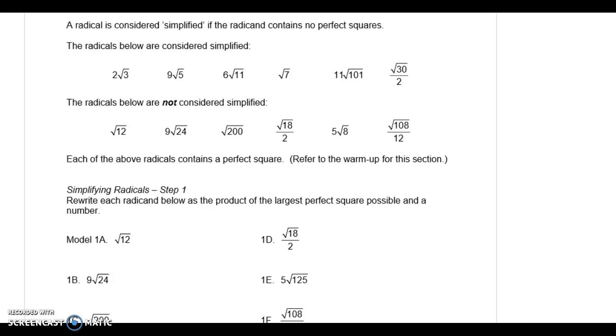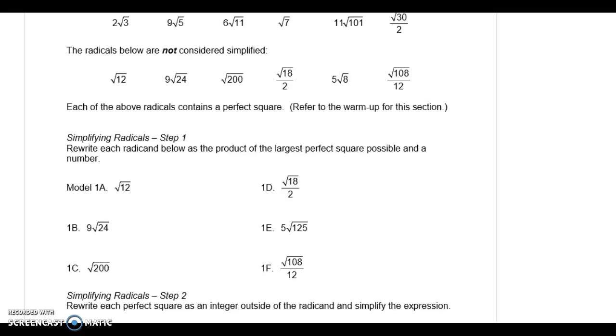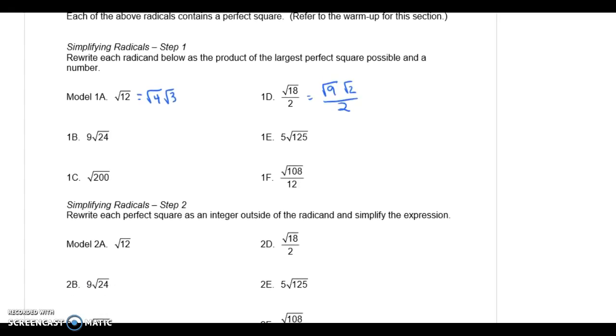So in step 1 of this, we're going to rewrite each radicand below as the product of the largest perfect square possible and a number. So we had 12 in the warm-up, and we had written that as 4 and 3. We're going to write those as radicands, though. The square root of 4 times the square root of 3. And same thing with 18. We're going to write that as the square root of 9 times the square root of 2, all divided by 2, and so forth.